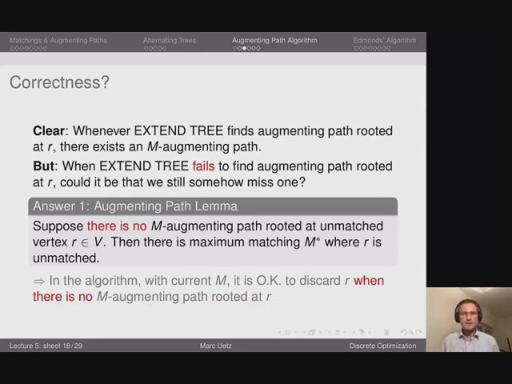So in the case of non-existence of an M augmenting path, we are safe. Our algorithm is well defined. The trouble is that non-existence of this path does not always coincide with the question of whether we actually find it with our algorithm. So the truth, and that is answer number 2 to this question, is that our algorithm might fail to find M augmenting paths. If there exists an M augmenting path, our algorithm nevertheless quits this while loop without having found this augmenting path. And let us see how this can happen.